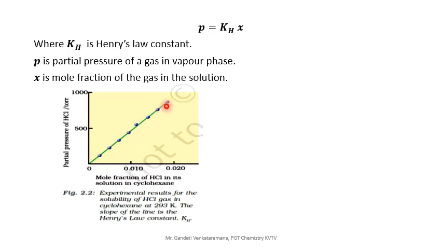It is a straight line. This line passes through the origin. That means it looks exactly like y equal to mx. y equal to mx is a straight line which passes through the origin. Clear? Okay.